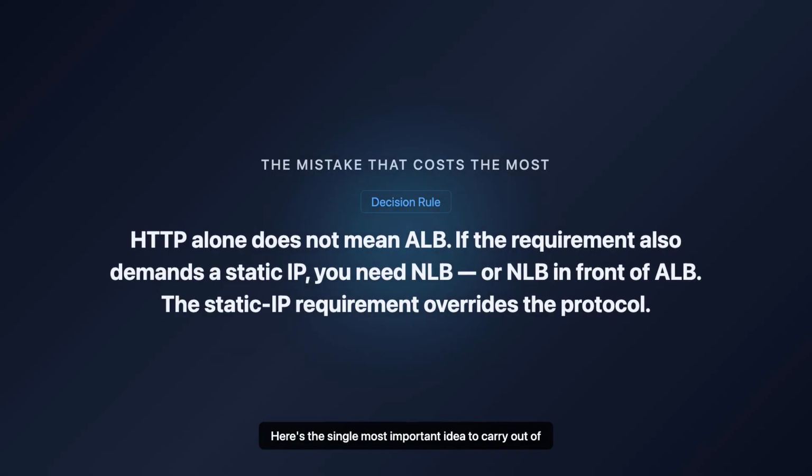Here's the single most important idea to carry out of this video. HTTP alone does not mean application load balancer. The instinct is strong. The app speaks HTTP, so reach for the ALB. But if the requirement also demands a static IP, the ALB can't deliver, and you need the network load balancer, or the network load balancer in front of the application load balancer. The static IP requirement overrides the protocol. Read all the way to the last sentence of a scenario before you commit, because that fixed IP clause is exactly where the answer flips.